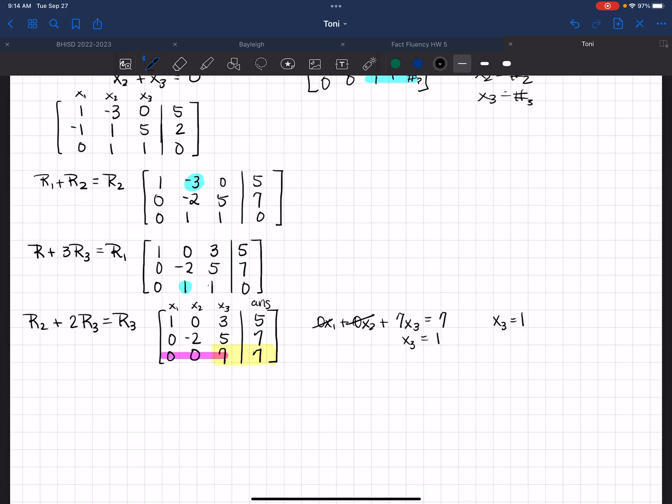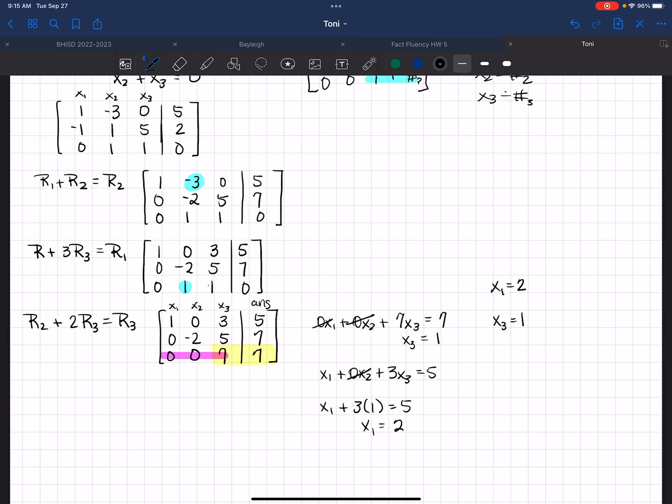Now, let's see what else I have here. This top one tells me I have 1x1, so I have x1 plus 0x2 plus 3 times x3 equals 5. Well, I know what x3 equals. So that gives me x1 plus 0 times x2 is just 0 plus 3 times 1 equals 5. Now I can solve for x1. So x1 equals 2.